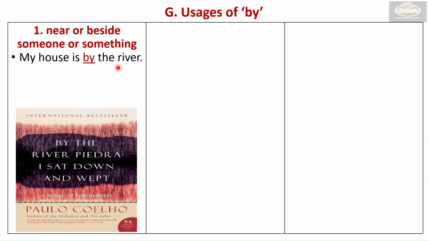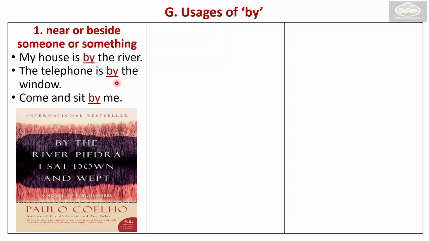Next one is usages of by. The first rule. Near or beside someone or something. To indicate the proximity, near or beside someone or something, we use by. My house is by the river, means near the river, beside the river. By the river Piedra, I sat down and wept. A famous book, a world-renowned book written by Paulo Coelho, By the River. The telephone is by the window. Come and sit by me, beside me or near me.